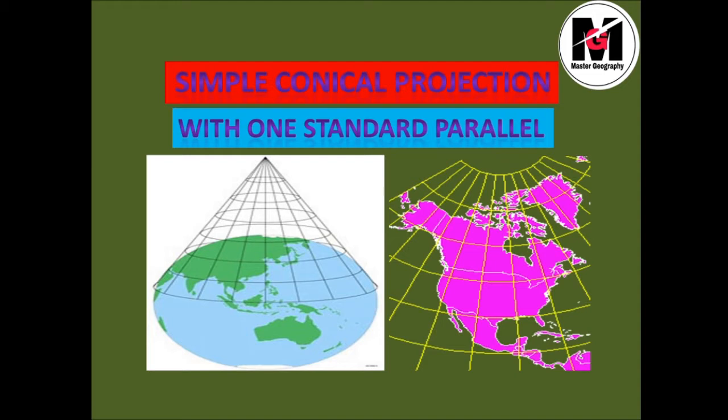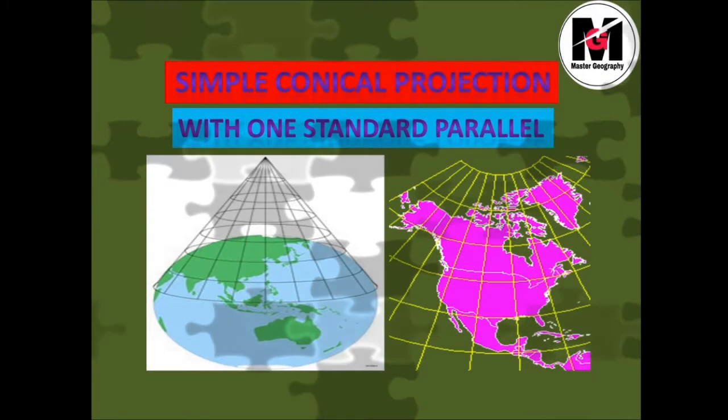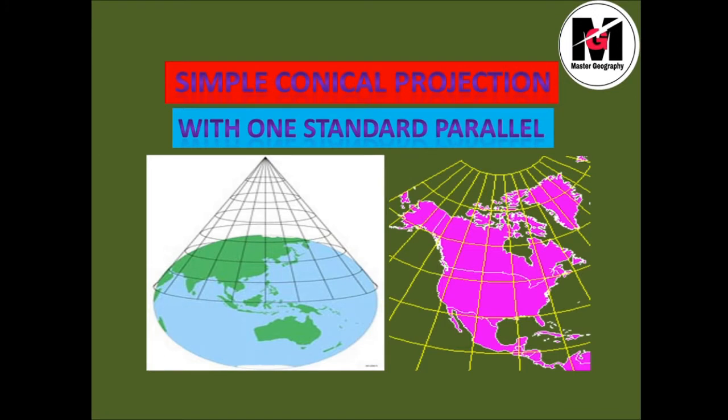Today we will learn how to draw a simple conical projection with one standard parallel. We know that there are two methods for drawing a simple conical projection: first, the geometrical regularity method, and second, the mathematical method. Today we will draw it using the geometrical regularity method. How to draw a simple conical projection in the mathematical method is given in the description box. If you want, you can watch that video.